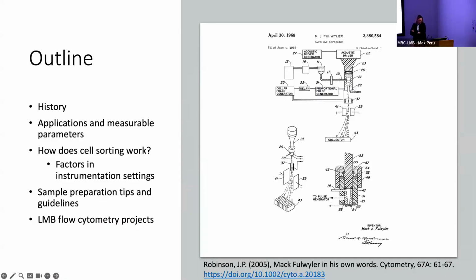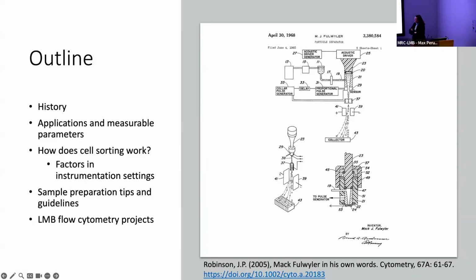So just to talk a little bit about the outline for today, I'm going to start with the history. I'm going to then talk about some applications and measurable parameters. How does it work? And then a little bit of tips and guidelines for best practices. And then I will also touch upon a few of the LMB flow cytometry projects that are ongoing, where our scientists have been using flow to advance those projects.